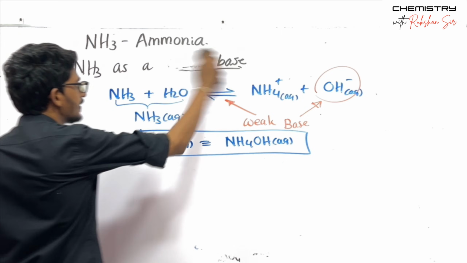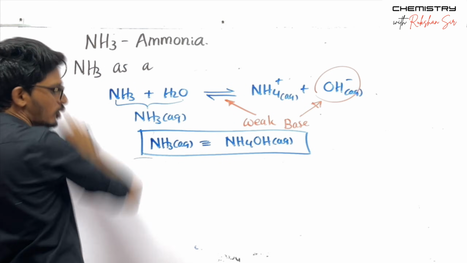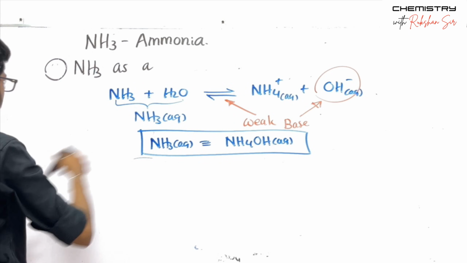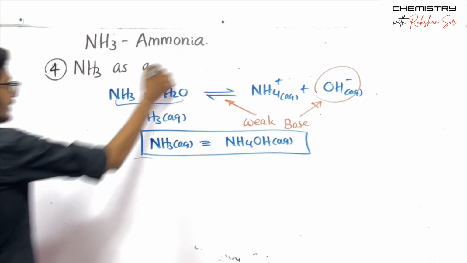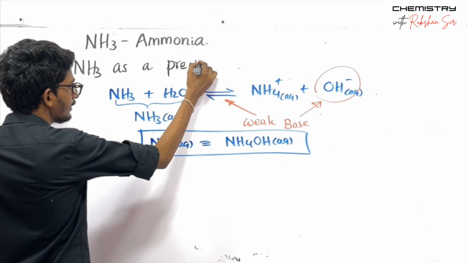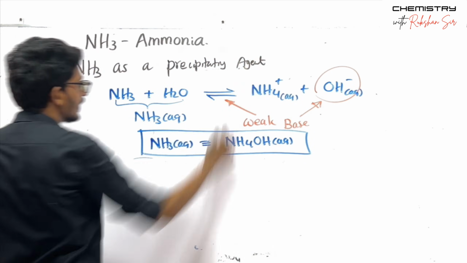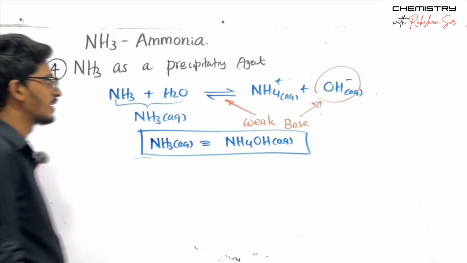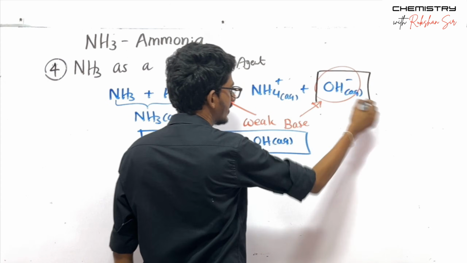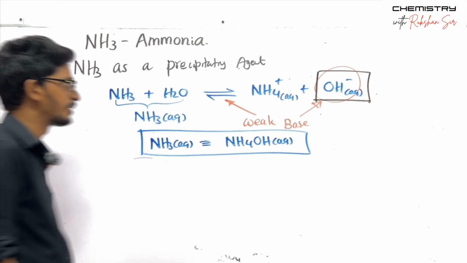NH3 as a precipitating agent. Number 4. That also comes from this same idea. As NH3 can provide some OH minus ions to the medium, it can precipitate hydroxides. It can precipitate hydroxides, right?